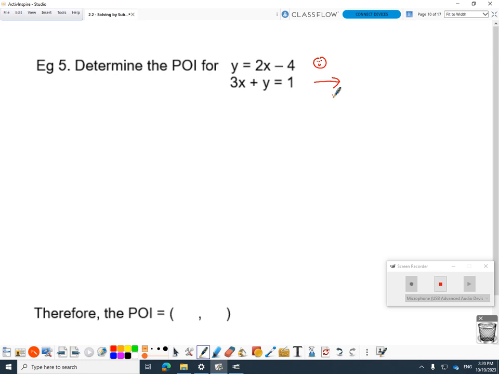What has to move over? The 3x. And when it moves over, what happens? It becomes negative 3x. Not too bad. And now I can use my line from earlier. As long as they're both y equals, set them equal to each other. Who wants to set them equal to each other? Here it is.